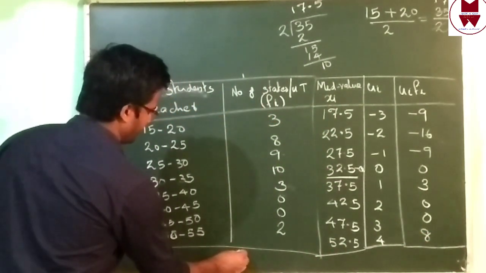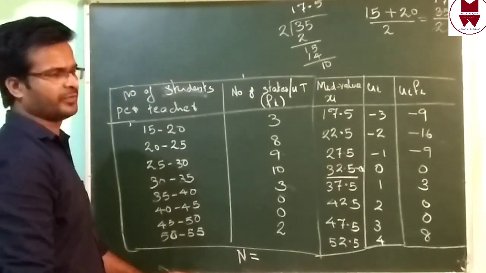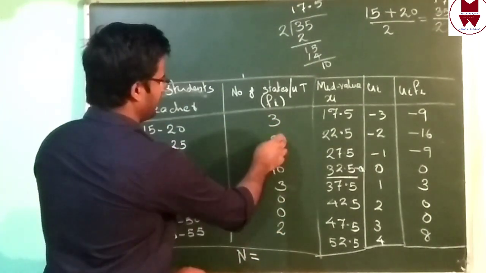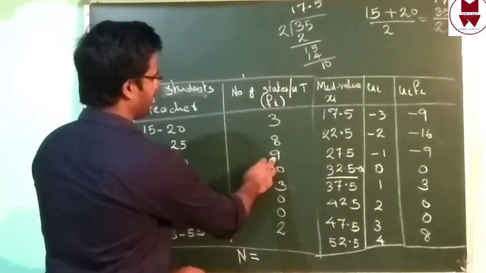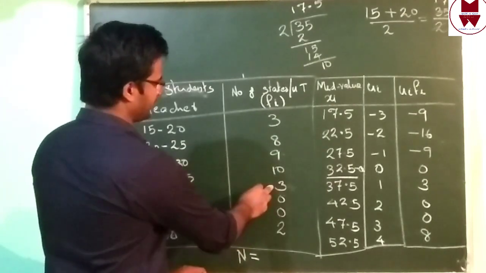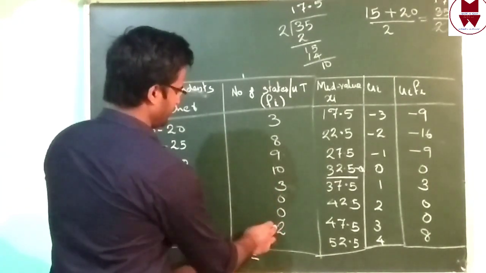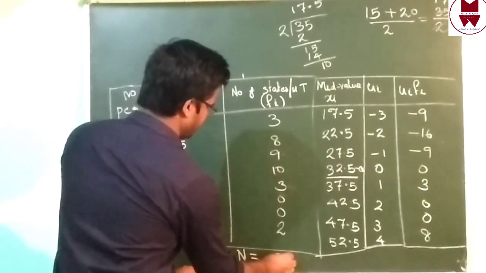Now we can find out n. N means sum of frequency. Just 3 plus 8, 11. 11 plus 9, 20. 20 plus 10, 30. 30 plus 3 plus 2, 35.